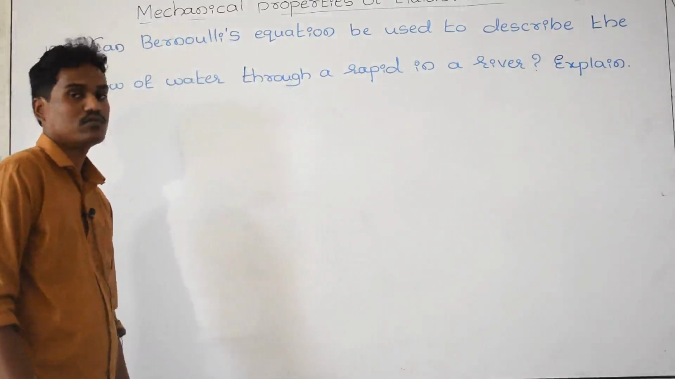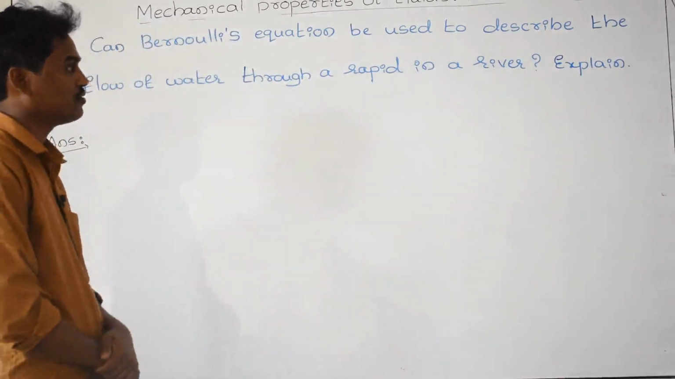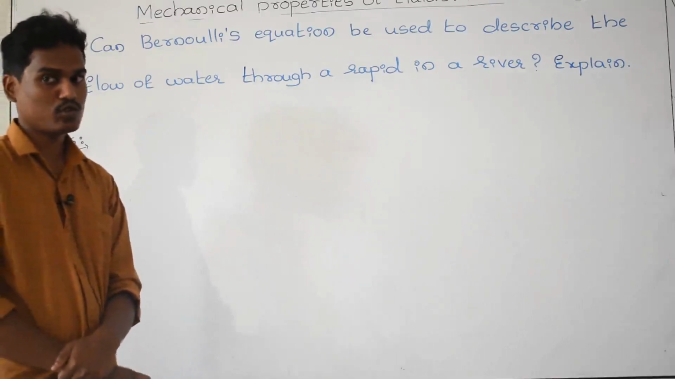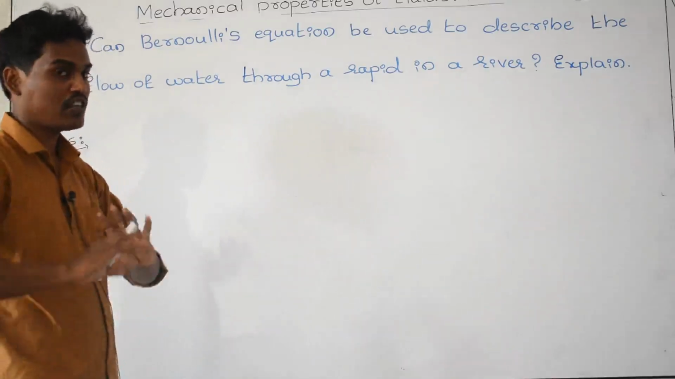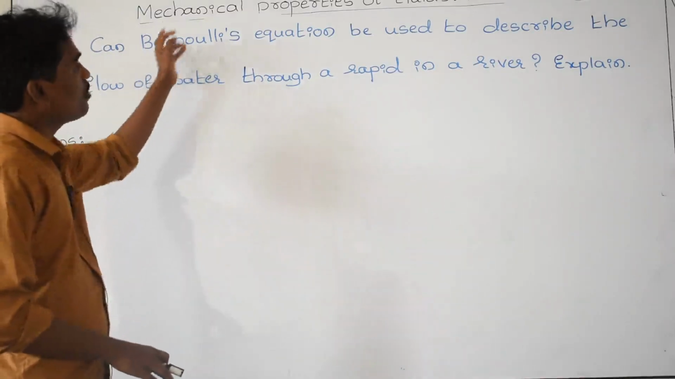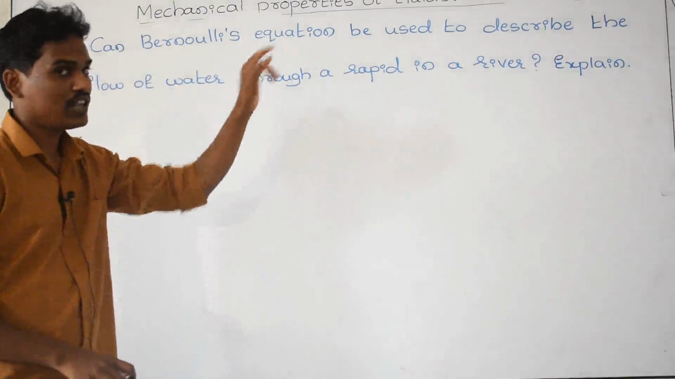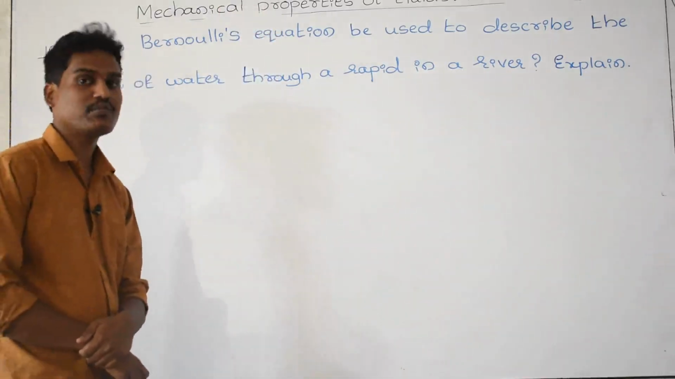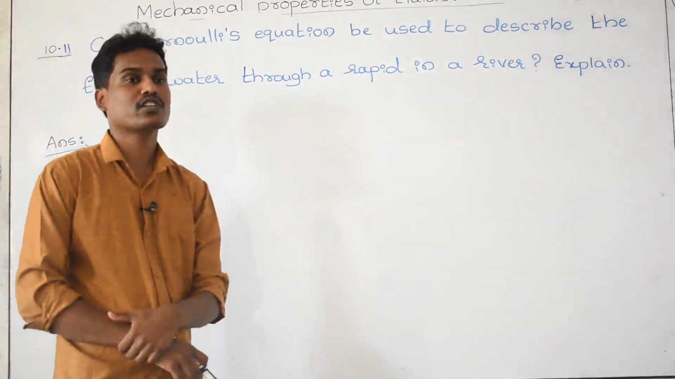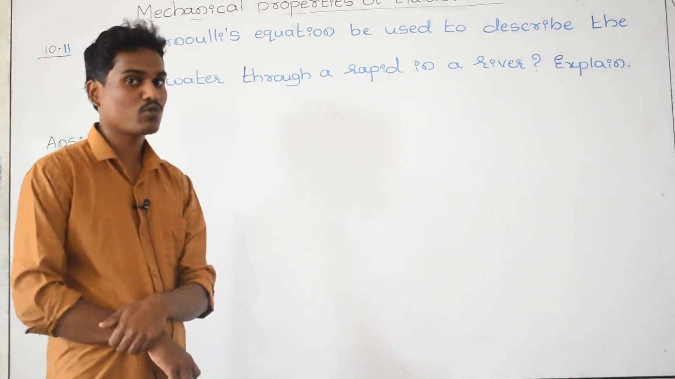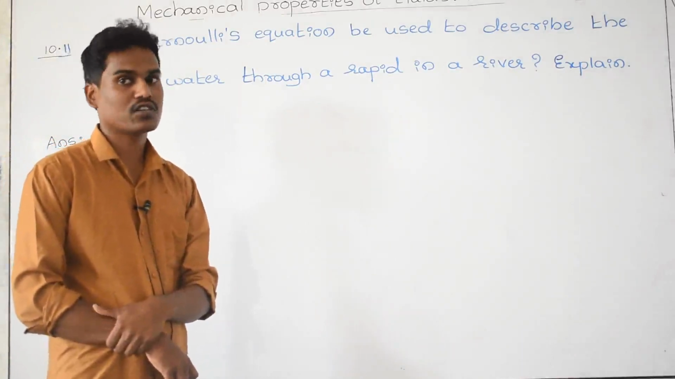the water is flowing in the river and the type of the flow is a rapid, not slow motion, that is a rapid one, fast flow of the water. Can Bernoulli equation be used to describe that flow of the water? He asked the question. In theory I have discussed Bernoulli's equation, and before Bernoulli's equation, the condition where we have to apply it I have also discussed.